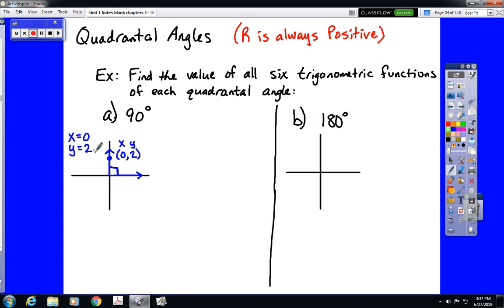And then remember what r is. R is the distance that that point lies from the origin. Well, if x is 0, then y and r are the same value. R is also 2. So then we can go through and we can do our 6 trig functions for 90 degrees, using that x, that y, and that r.